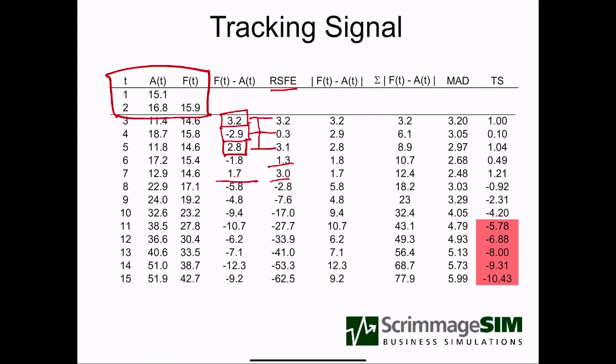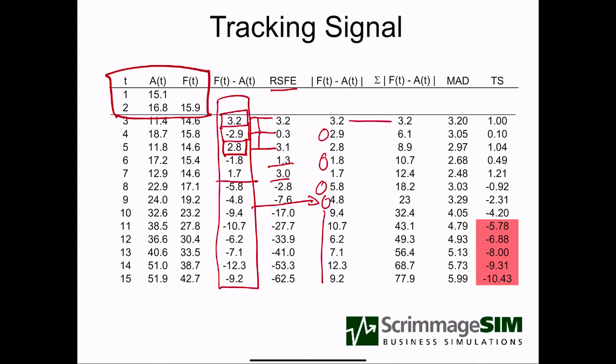So this is basically a column that is totaling up the values in the previous column. Next, we take the absolute value of forecast minus actual. So we take this entire column, copy it over here, but we get rid of the negative signs, and we get a column with just the positive values of the difference between the forecast and the actual. The next column just totals it up. So we take 3.2 and move it over. We add these 2 together and move it over. We add these 3 numbers together, put it in the column. So it's a running total of the absolute deviations.